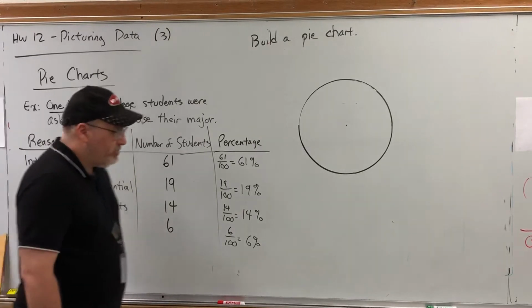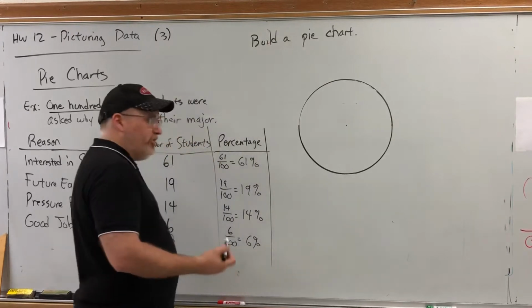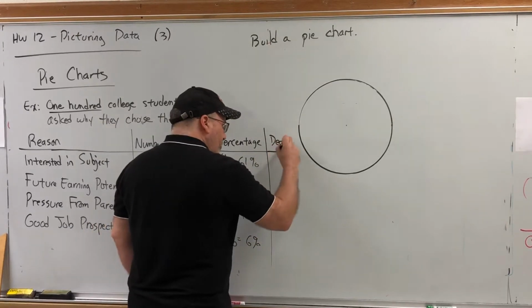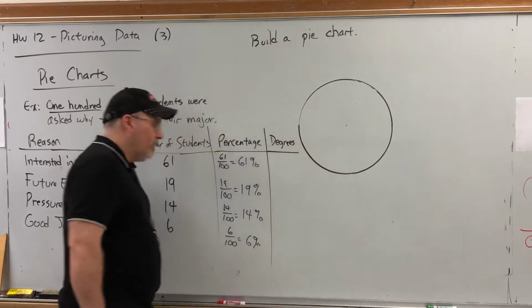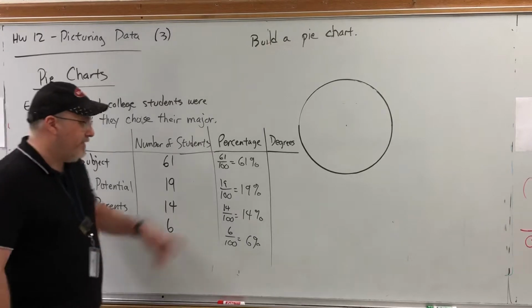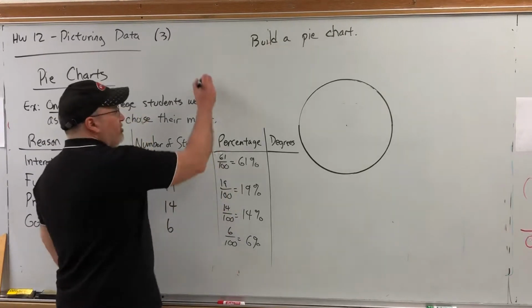But if we're going to measure angles, we need to know degrees. Now, I'm pretty sure the homework won't ask you to do this. This is just for the sake of knowledge. A circle is 360 degrees. So to figure out the number of degrees for each slice, we would just have to find this percent of 360. For example, 61% of 360.